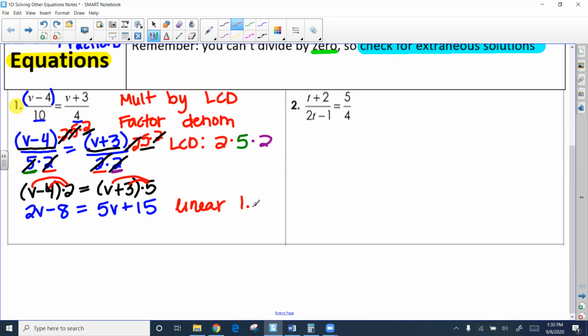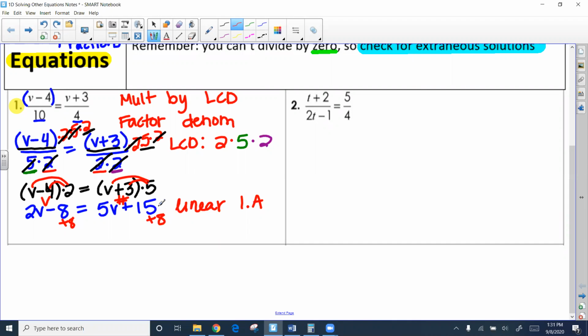So this is just a linear equation. So we solved linear equations originally in 1a. So we should be able to solve this. Remember, when we have a variable on both sides, we're trying to isolate the variable. So we want to get the variables on one side and the numbers on the other. Doesn't really matter which side. So I'm going to get the v's on the left side and the numbers on the right. So on the left side, I need to get rid of the minus 8. So I'm going to add 8.